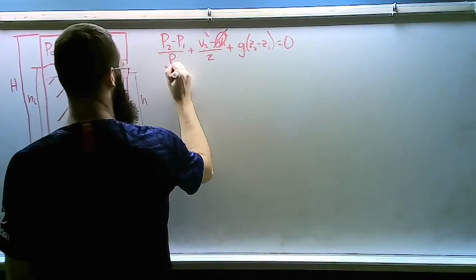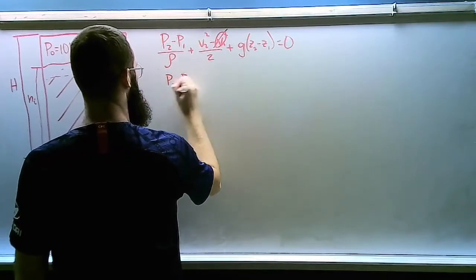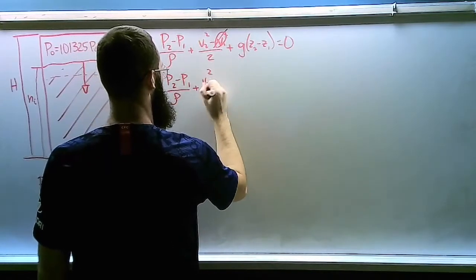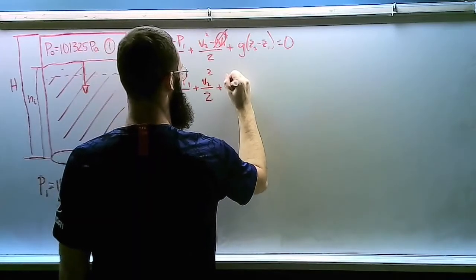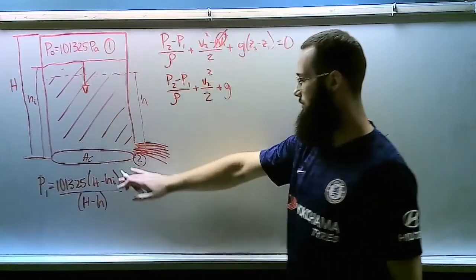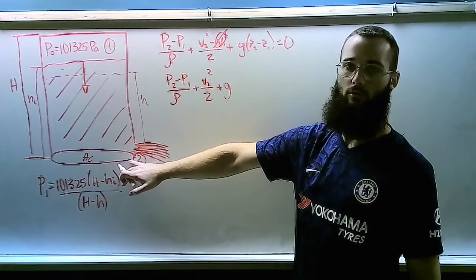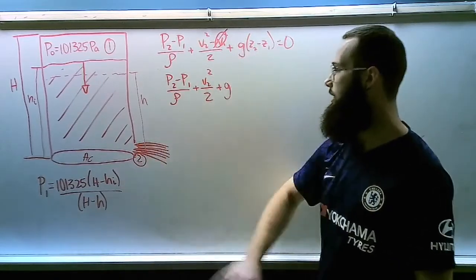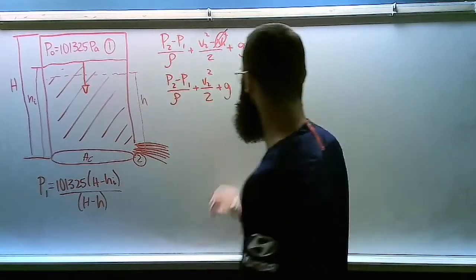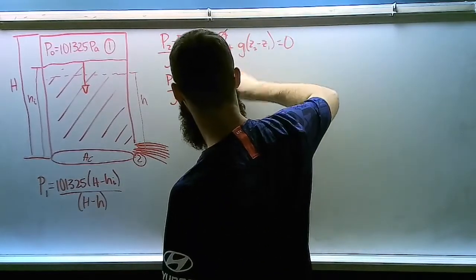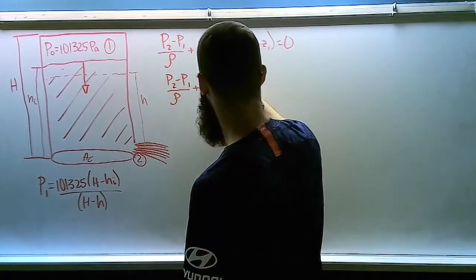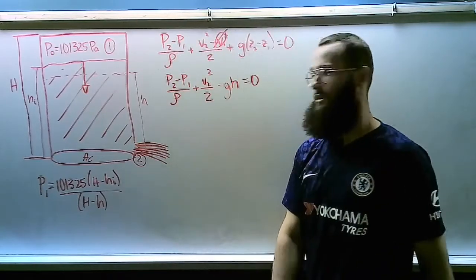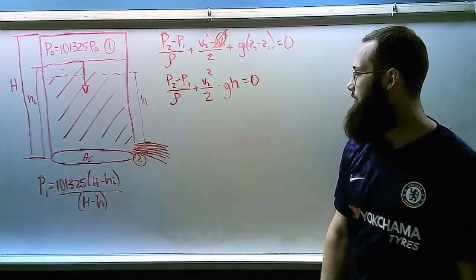So this leaves us with P2 minus P1 over rho plus V2 squared over 2 plus G. So Z2 is going to be the bottom of our vessel, so we're going to say the elevation at Z2 is going to be 0, and Z1 is going to be h. So that gives us Z2 minus Z1 is 0 minus h, so that's negative h. I'm going to change that positive to a negative.